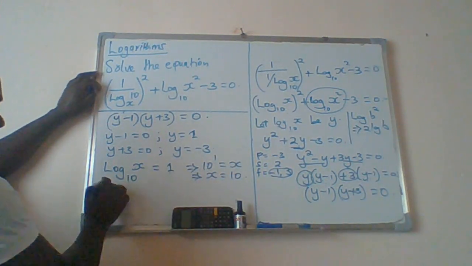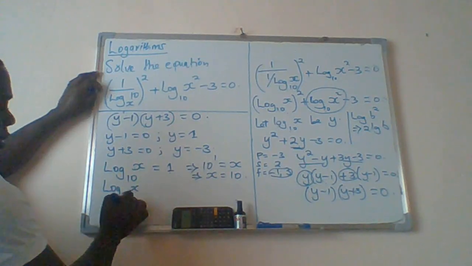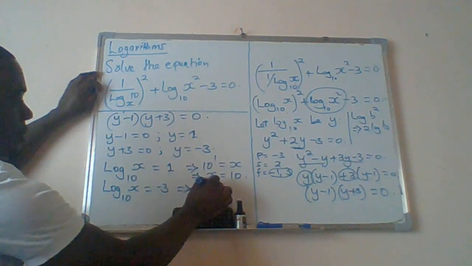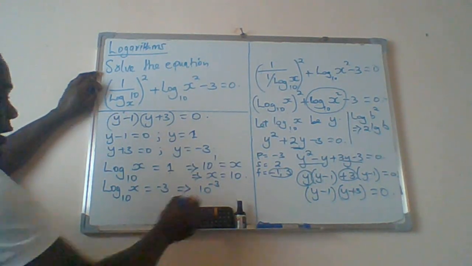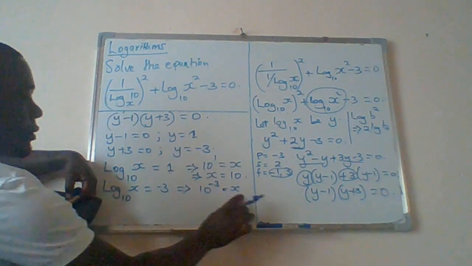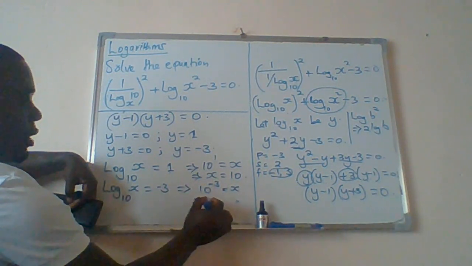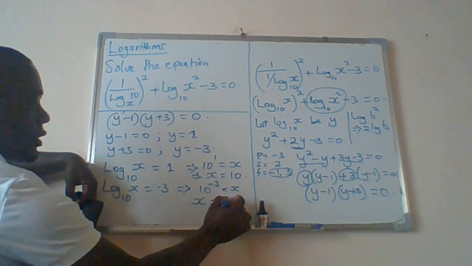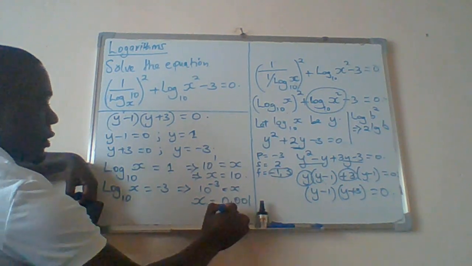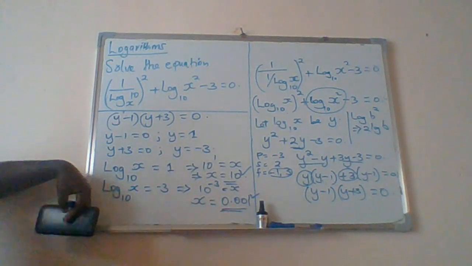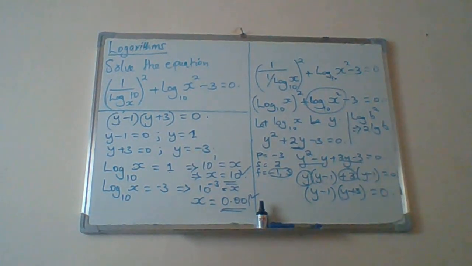Number 2, we have log x to base 10 is equal to -3. This implies that 10 raised to -3 will be equivalent to your x, meaning that your x will be equal to 1 over 1000, which is equivalent to 0.001. So these are the two values of x which you can get from that question which we have done. So I'm hoping that part will help you.